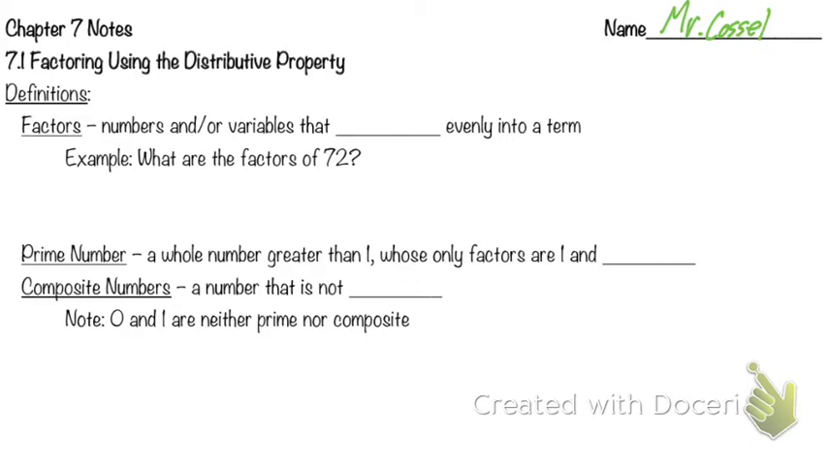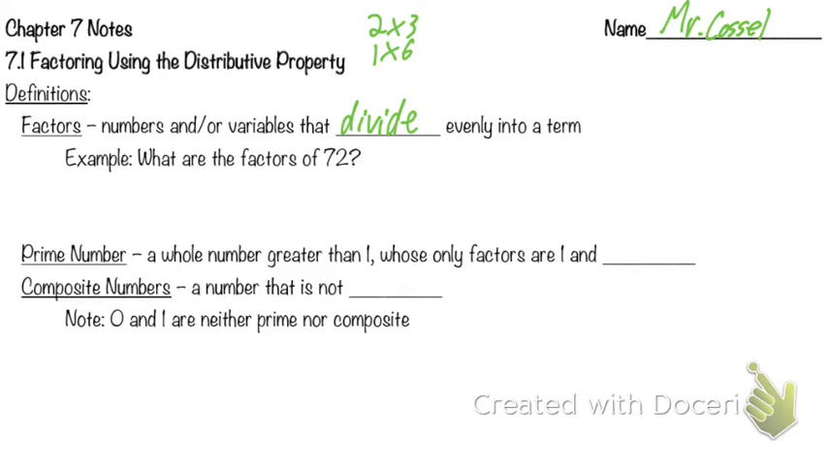All right. So let's look at a definition first. Factors. So factors are numbers and or variables that divide evenly into a term. Another way we think of factors is numbers or variables that multiply to get to something. So if I said, what are the factors of 6? I'm asking what multiplies to get to 6. Okay, so if I'm asking for the factor of 6, we could say 2 and 3 or 1 and 6. So we'd say those are the factors of 6.